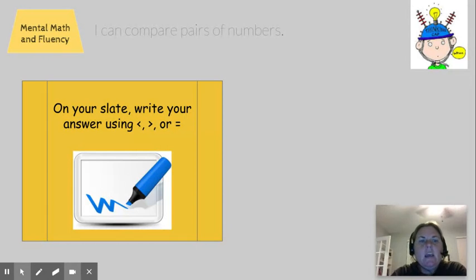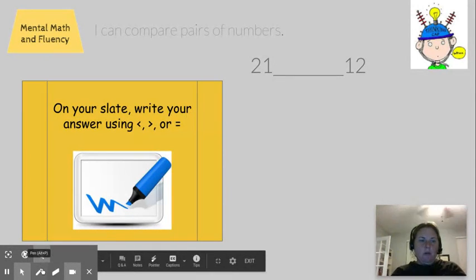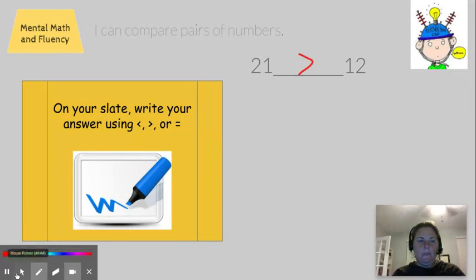Today it says on your slate, but you don't have your slate, so we're just going to do these together. We're going to do greater than, less than, or equal to. Let's look at these two numbers right here: 21 and 12. Is 21 greater than or less than 12? You're right, greater than.